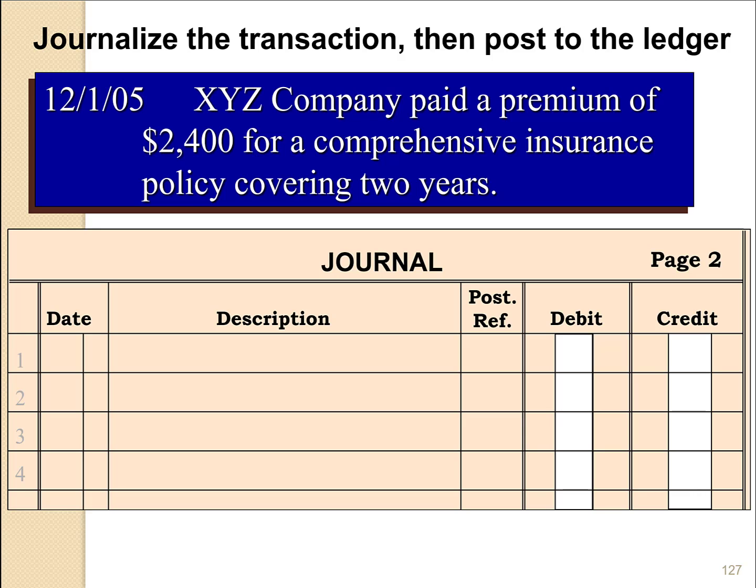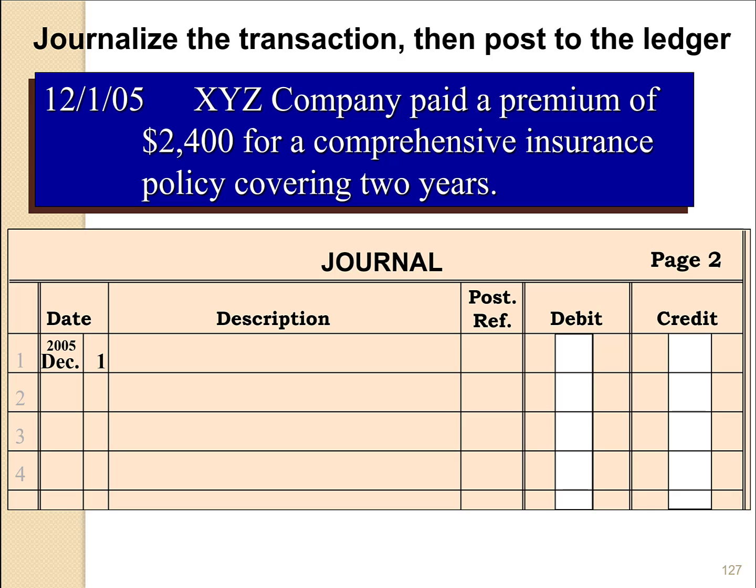So the first thing we do is we need the date. 2005, December 1st. Now we need to figure out what our debit account is. So what are we getting out of this transaction? We are getting 2 years of prepaid insurance. On the day that we buy this, on December 1st, is it used up? No, it's not going to be used up totally until 2 years has passed. So this has a future value and is therefore an asset.